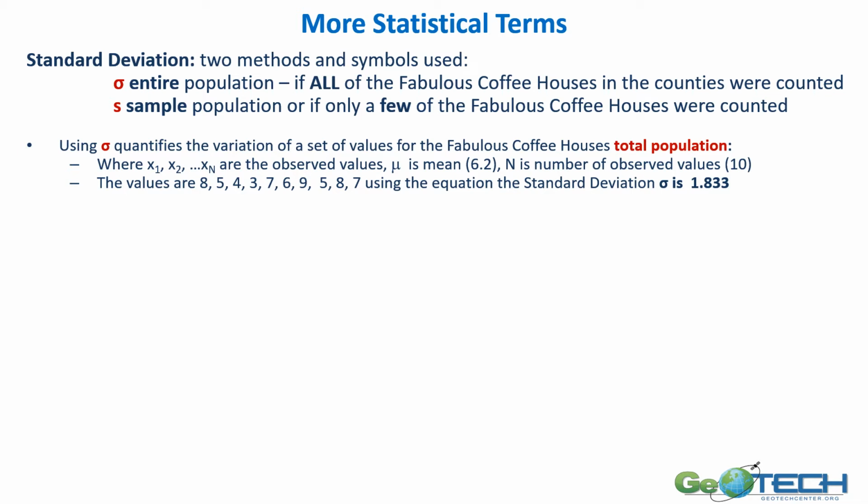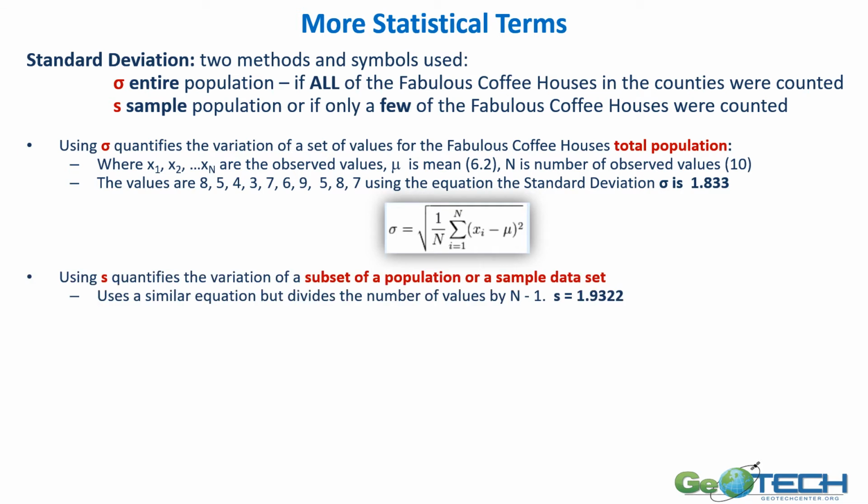The sigma quantifies the variation of a set of variables for that total population. If we look at the sigma and we just take our same values that we've used before, X1, X2, X3 representing our 8, 5, etc., our mean value was 6.2 and the number is 10. If we use the equation for standard deviation, which is the square root of the sum of all those values minus the mean, squared, divided by the number of values, the answer is 1.833.